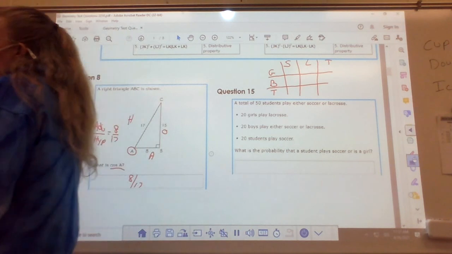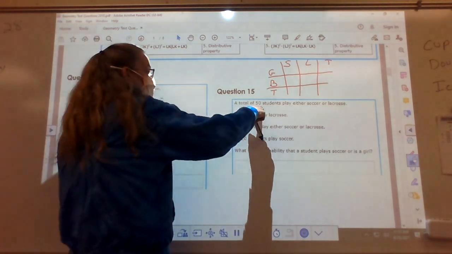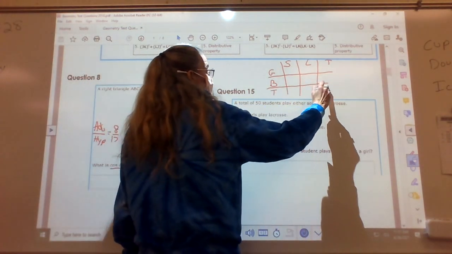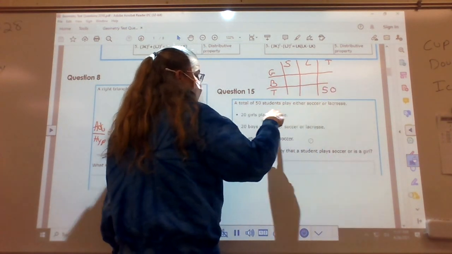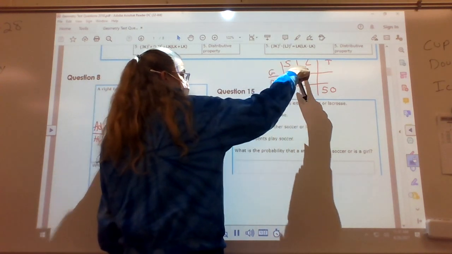So there's my frequency chart. Now I can start filling in what they've told us. I have 50 students total. So 50 goes here. 20 girls played lacrosse. So girls lacrosse was 20.